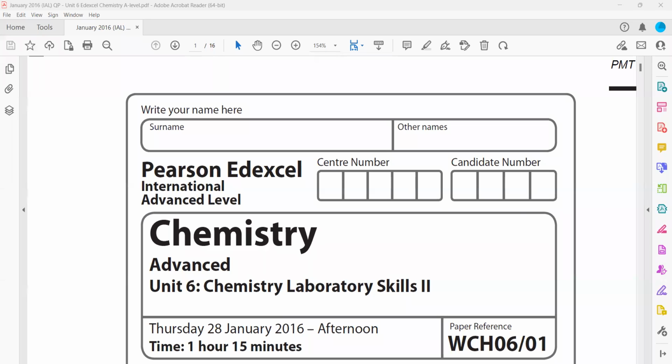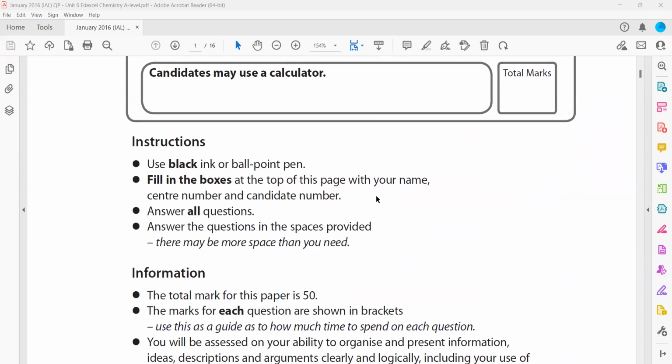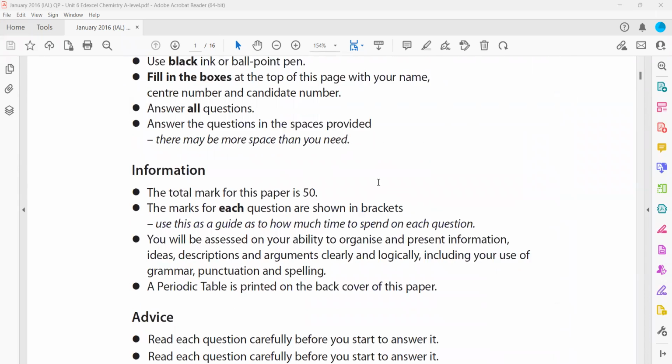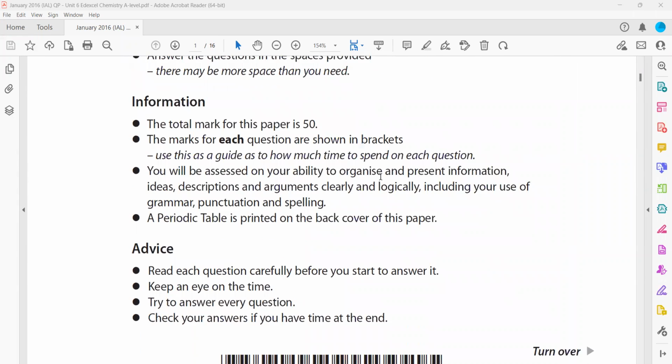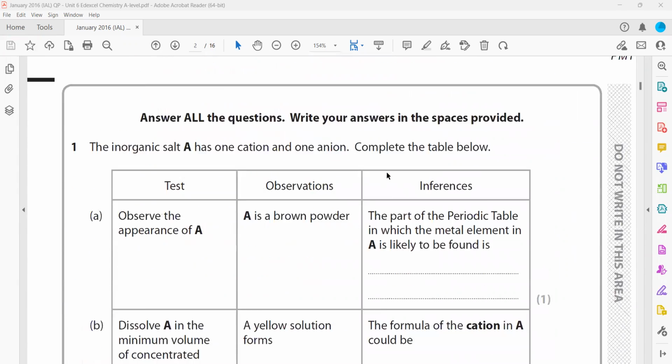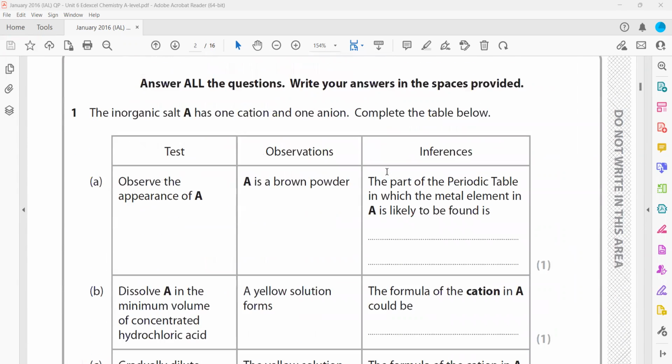Starting with the June 2016 paper, yesterday I shared one file with you, which is all about practicals. In the inorganic salt question, usually the first part is about identification of the ions, and that is also related to memorization. You have to memorize the observations when you add aqueous sodium hydroxide or aqueous ammonia for two different salts.